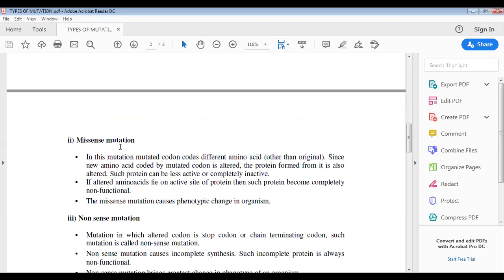Next is missense mutation. Missense means it is not making any form of sense. In this mutation, the mutated codon codes a different amino acid. Since the new amino acid coded by the mutated codon is altered, the protein formed is also altered. Such a protein can be less active or completely inactive. If the altered amino acid lies on the active site of the protein, then the protein becomes completely non-functional. So the protein has formed, but it is of no use.